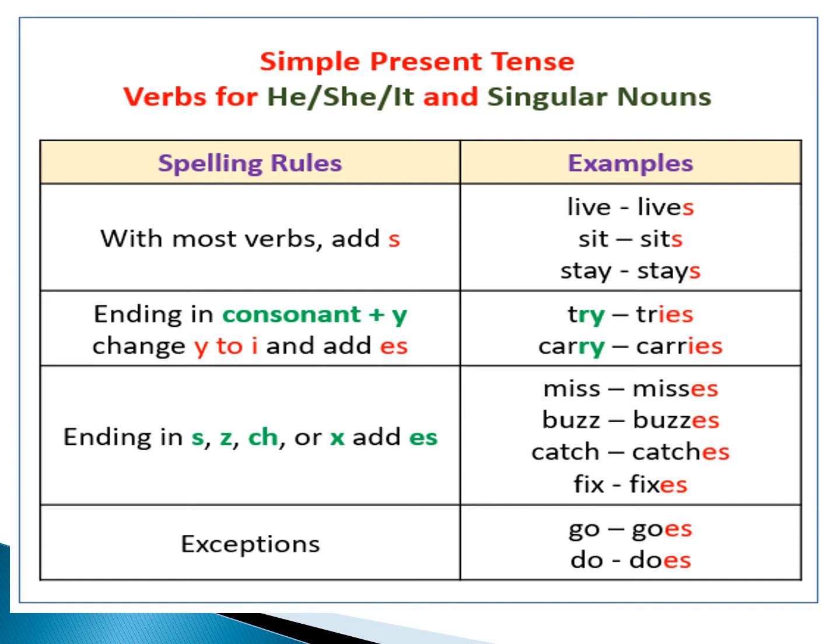If there's y at the end of the verb with a consonant before that, we change y into ies. If the verb ends with s, z, ch or x, we add es to the verb.